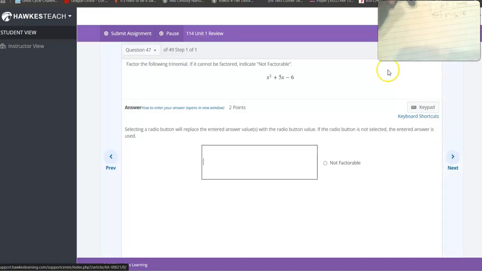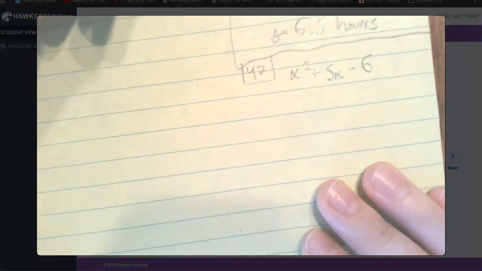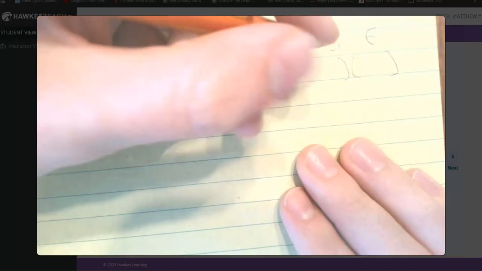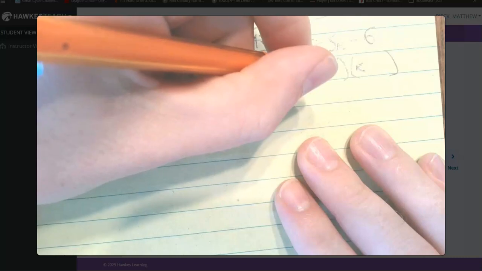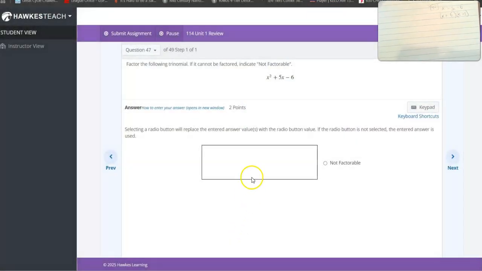All right, so next we're asked to factor these. So we have x squared plus 5x minus 6. So in this case, again, I'm looking for two things that multiply to get negative 6 and add to get positive 5. So that would be plus 6 and minus 1. So (x plus 6)(x minus 1).